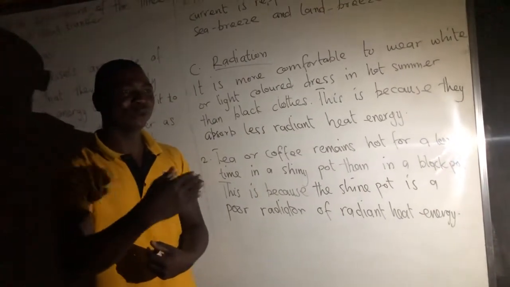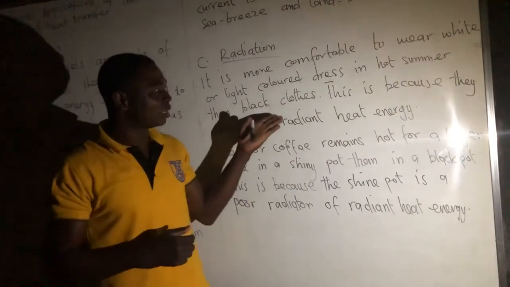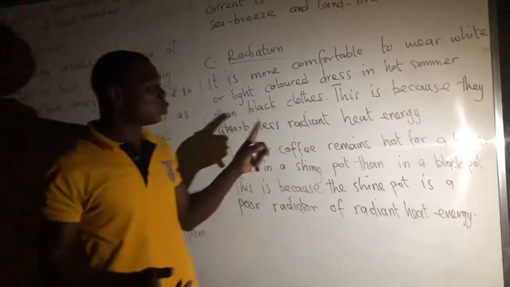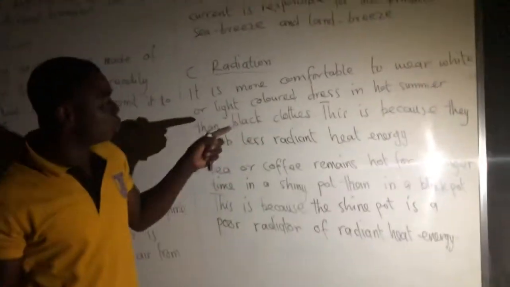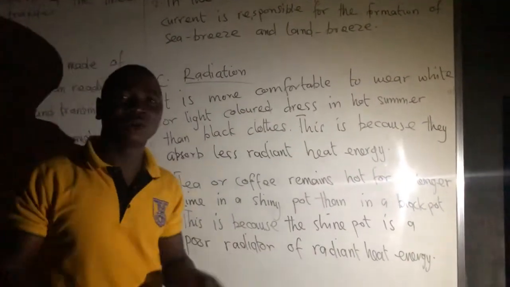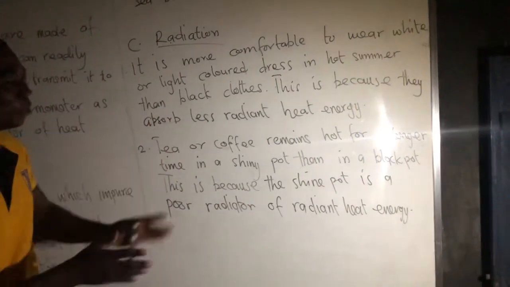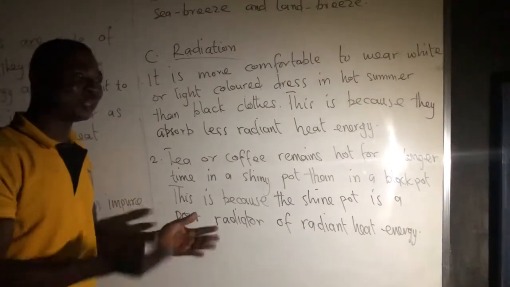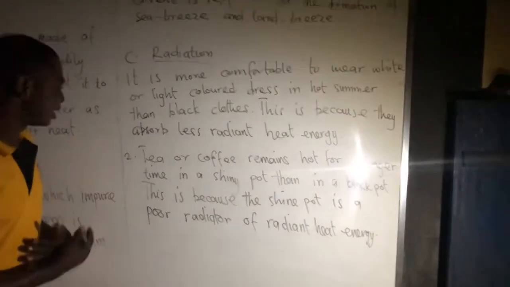But when you are wearing white, it reflects it, so you don't feel the heat like you are feeling when you are wearing the black clothes. So it's advisable to wear white or light colored clothes when you are walking under the sun. So the practical aspect is to always try and wear white clothes when you are walking under the sun. Another one is what about tea.